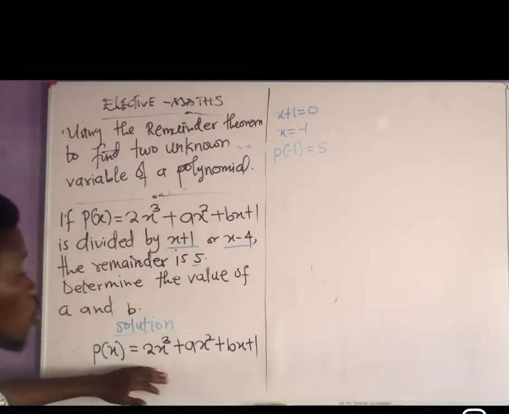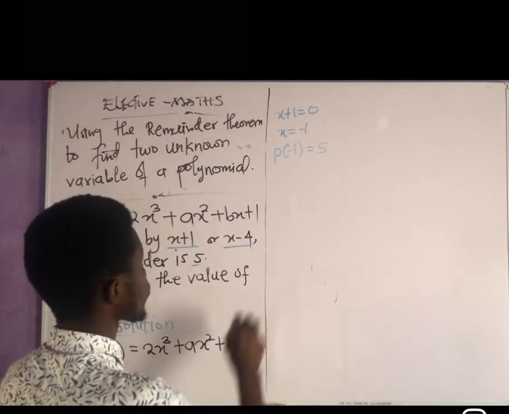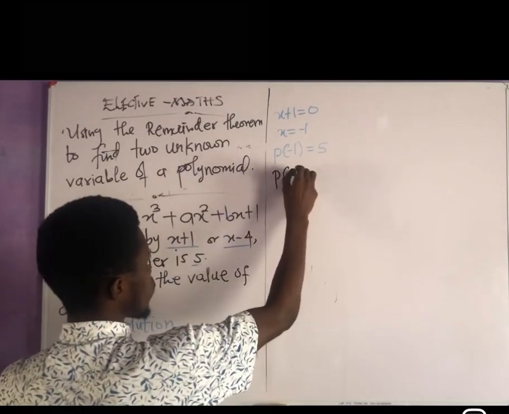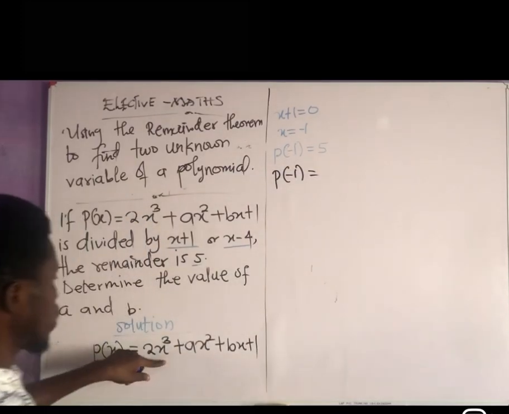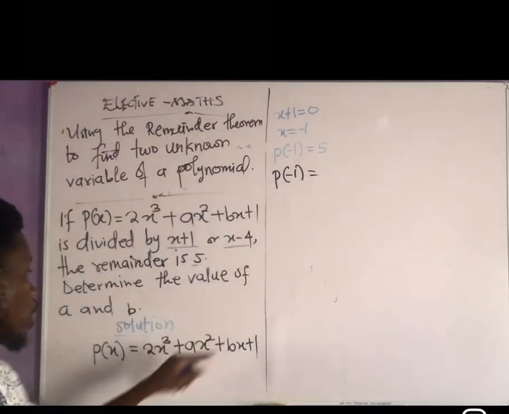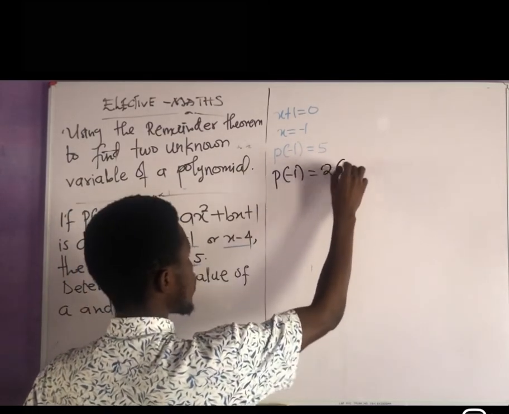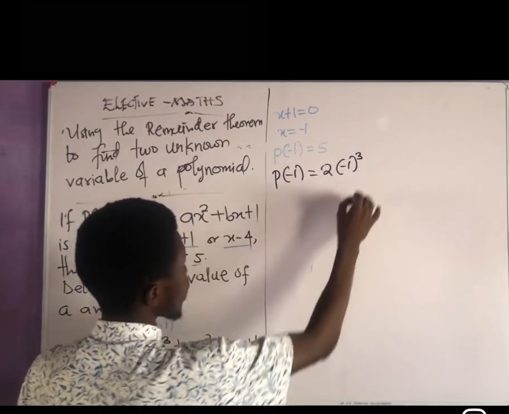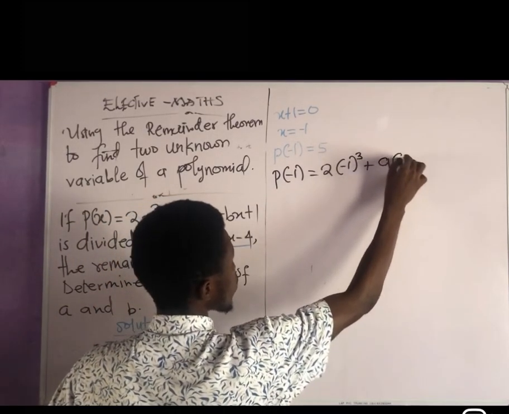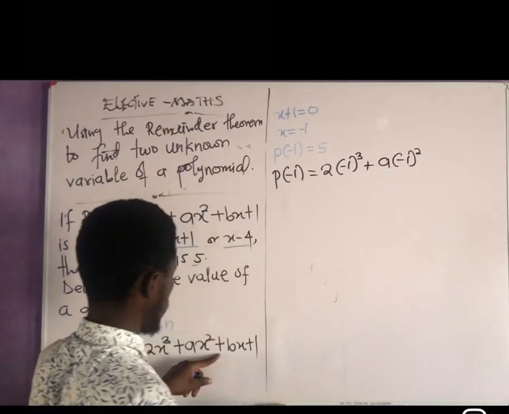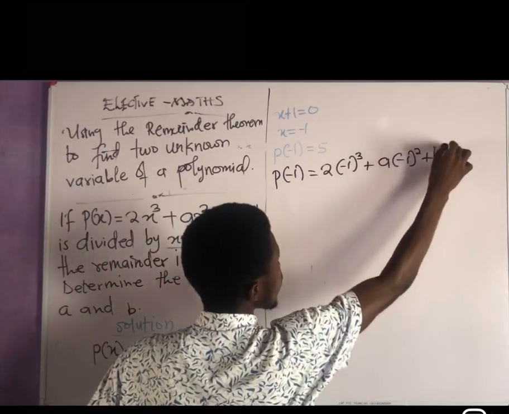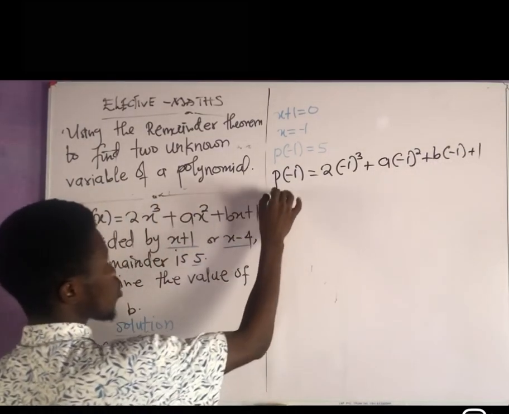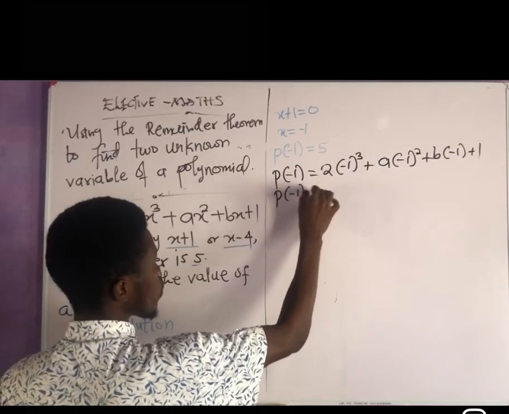Now let's take our polynomial here. Our polynomial is p of x, but our x is now -1. So it means wherever you see x, you substitute what? -1. So I have 2 bracket open -1 cube plus a bracket open -1 squared plus b times -1 plus 1. Alright, so p of -1.